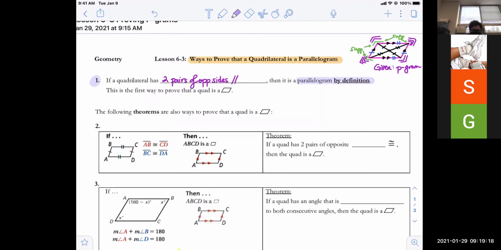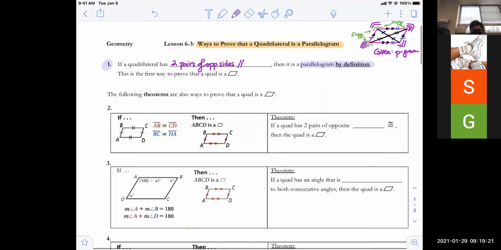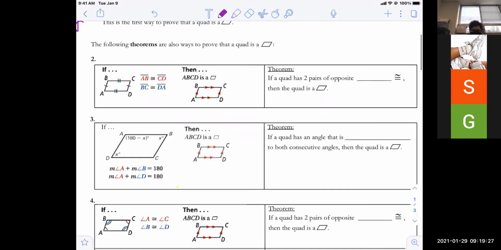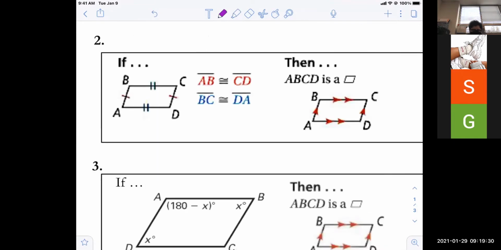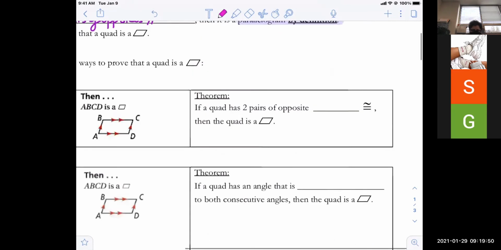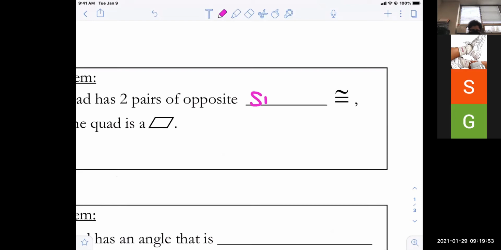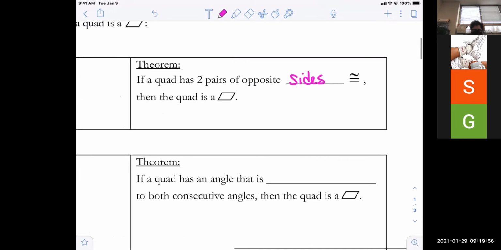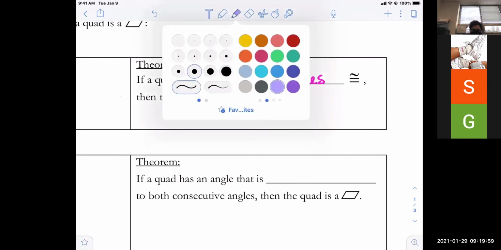That's your first way, okay? That's the definition. The rest of them are all theorems. So the next one says, what is this showing right here? Okay, it's 2 pairs of opposite sides that are congruent. And notice that Geron said opposite sides. He didn't just say it has 2 pairs of sides that are congruent. He said they're opposite sides that are congruent. So if a quad has 2 pairs of opposite sides that are congruent, then the quad is a parallelogram. All of these are going to end with, then the quad is a parallelogram.